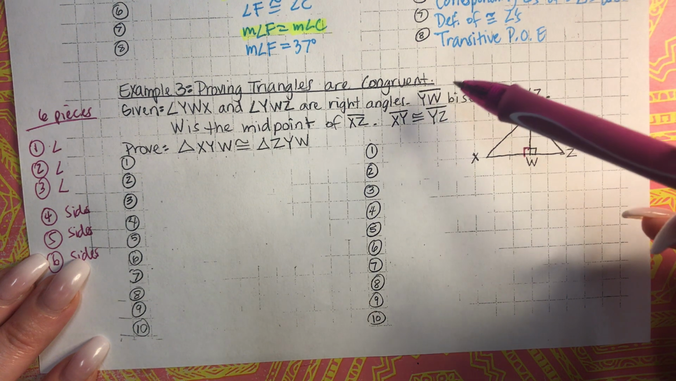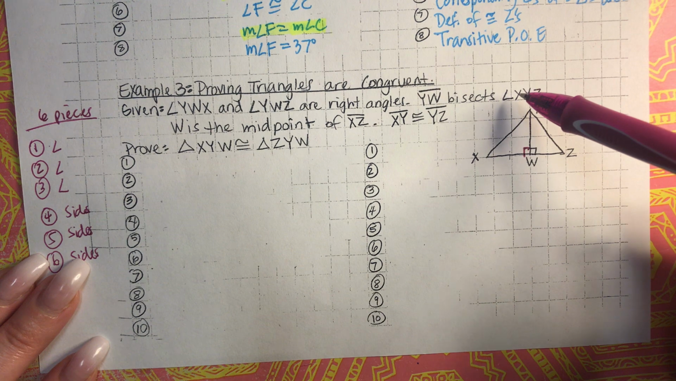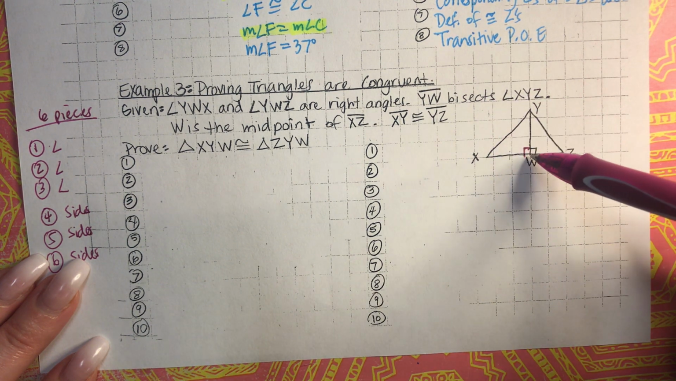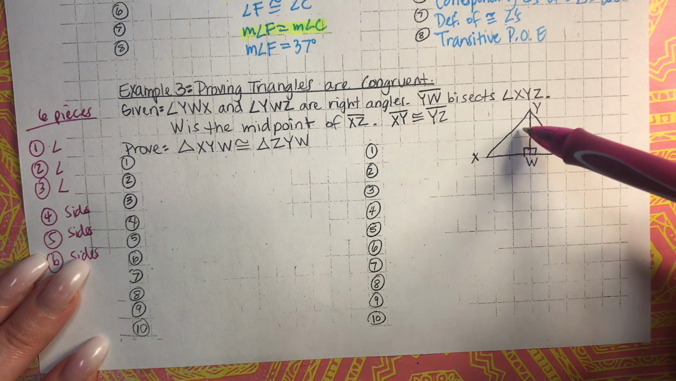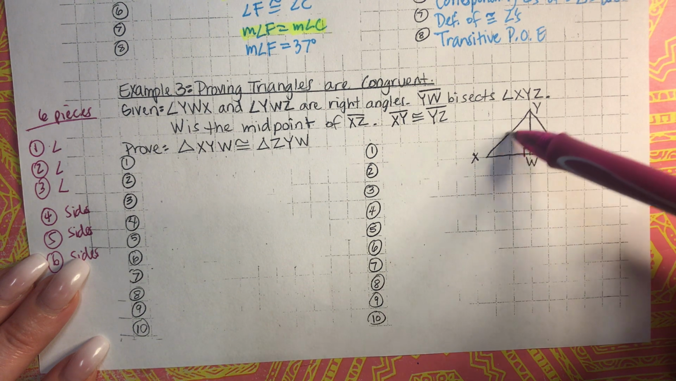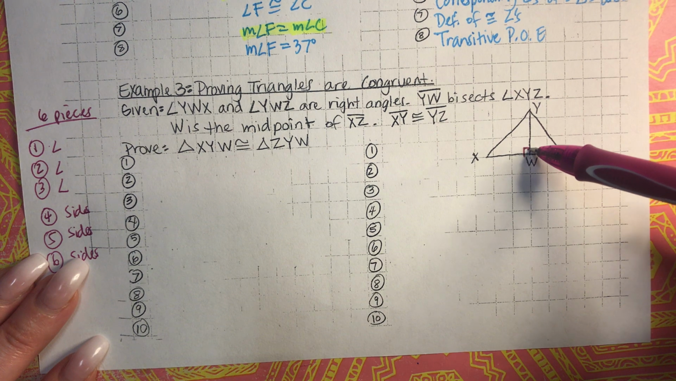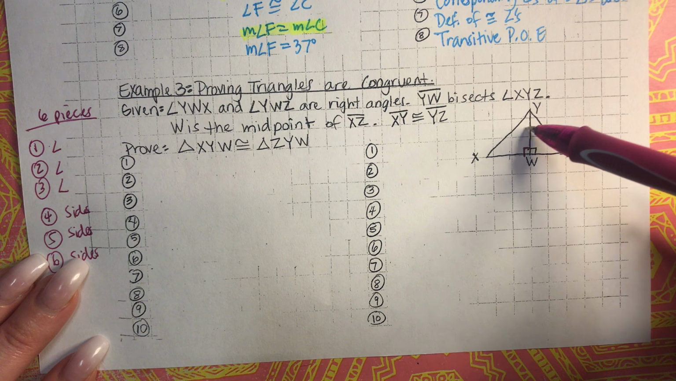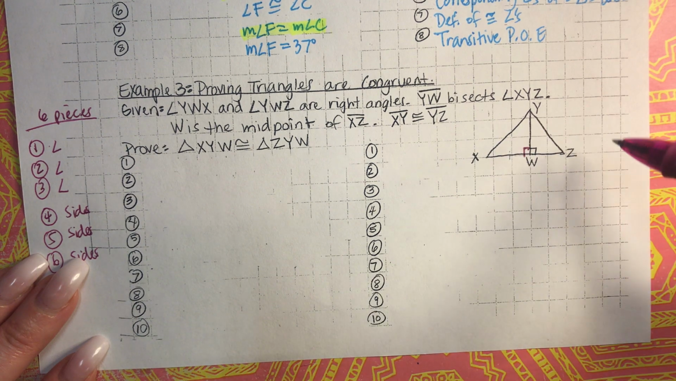Then it says YW bisects angle XYZ. Ooh, that's interesting. YW bisects angle XYZ. Think about what that means. What does it mean when this segment bisects an angle? Do you remember? Yes, bisects means cut in half. If it cuts in half, that means that these 2 angles are congruent. Okay, so that's one set of congruent angles, and that's going to be 2 sets of congruent angles.